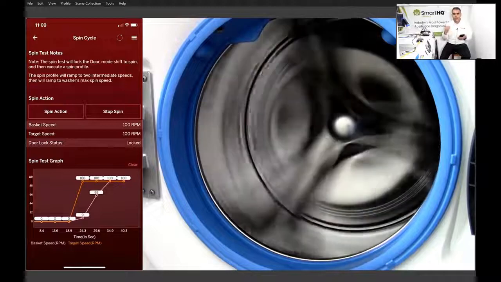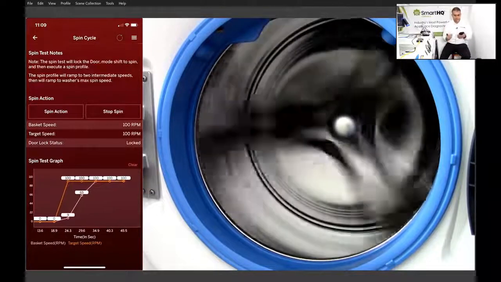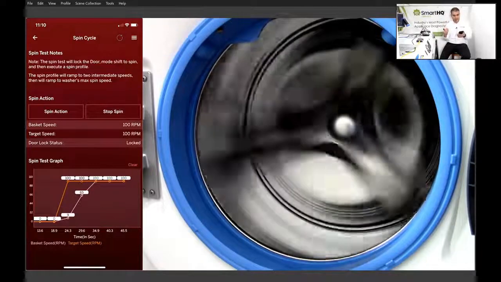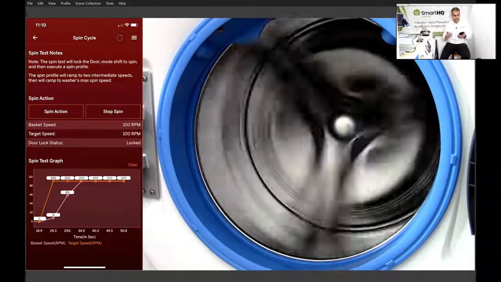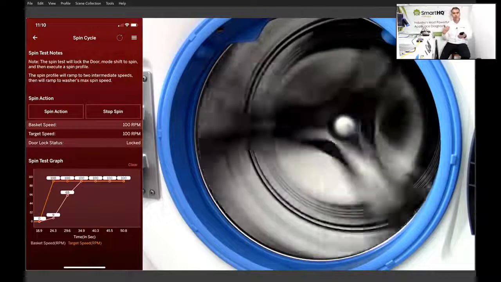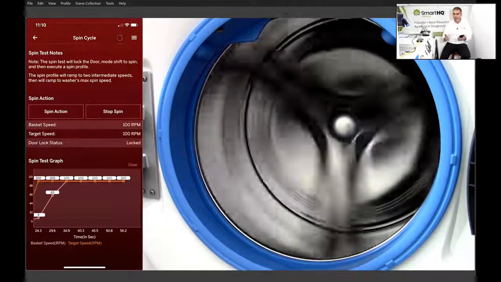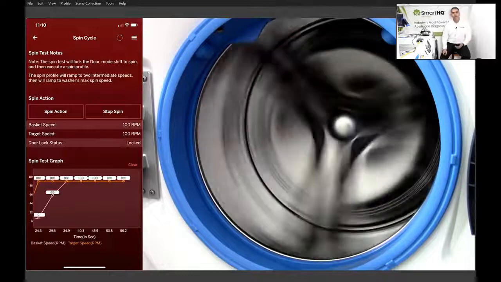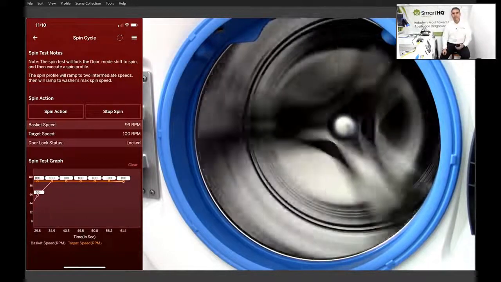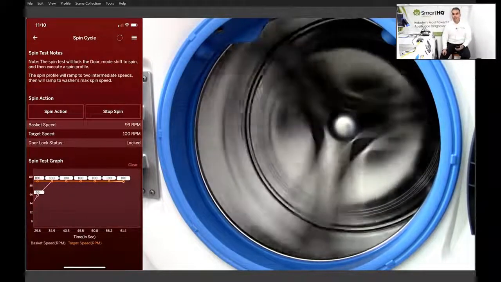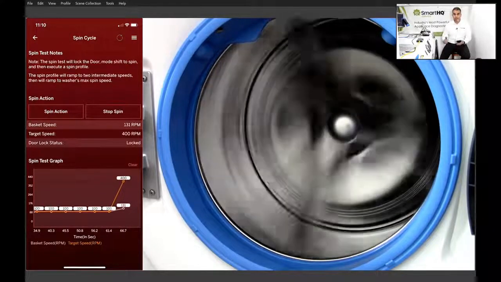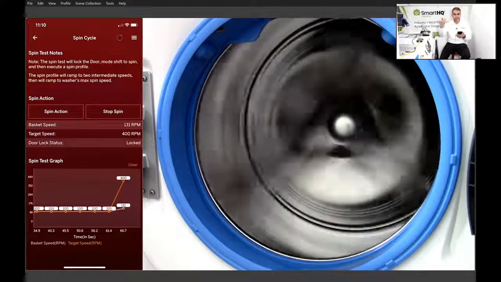Once we reach 100 RPMs, the target speed is going to go a little bit higher. And I believe it's going to go to 400. And the basket will try to also reach that speed. So let's see what happens here. It looks like we already reached 100 RPM according to my data here on my mobile device. And once that is detected by the main control board, the stakes go high, right? So now 400 RPM is the next target speed.